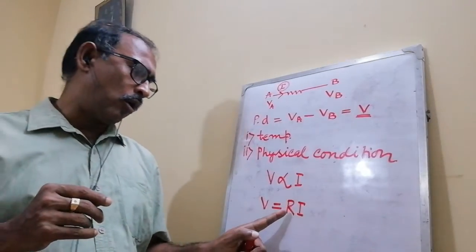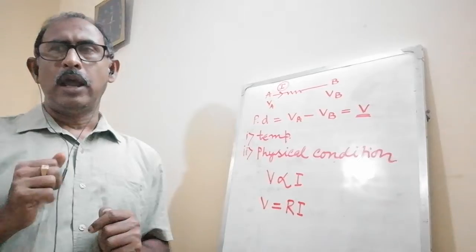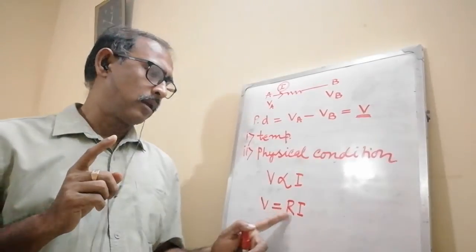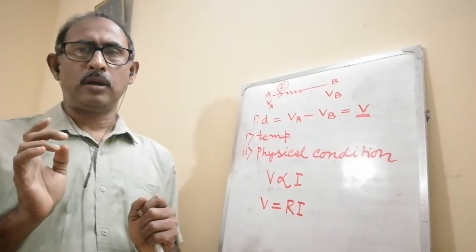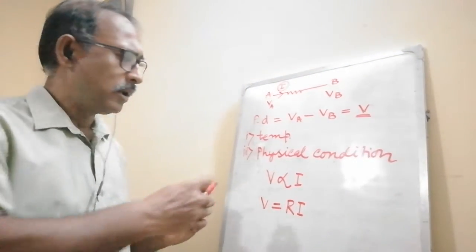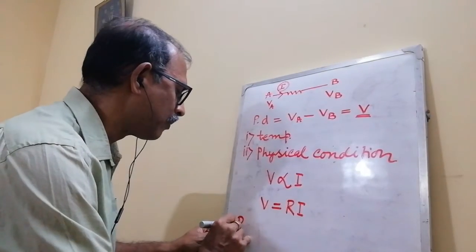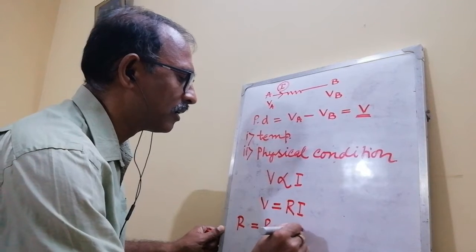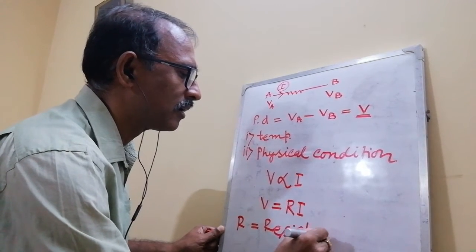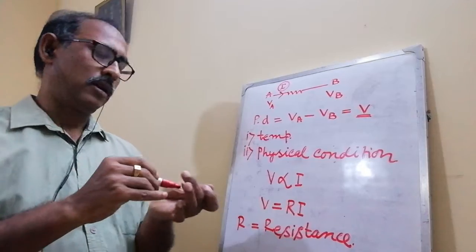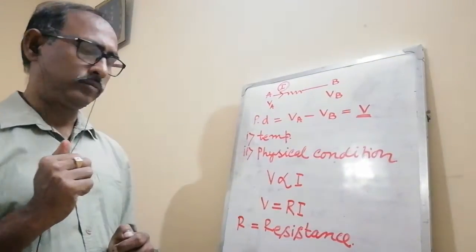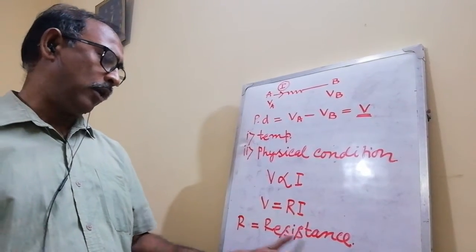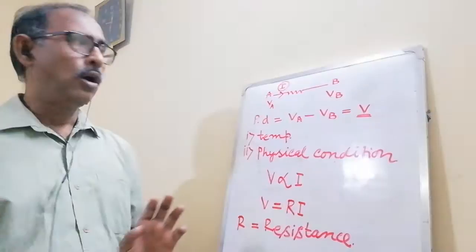Now the question is, what is R? According to mathematics, R is a proportionality constant, but in physics, R is resistance. Now the one new physical quantity we know is the resistance.